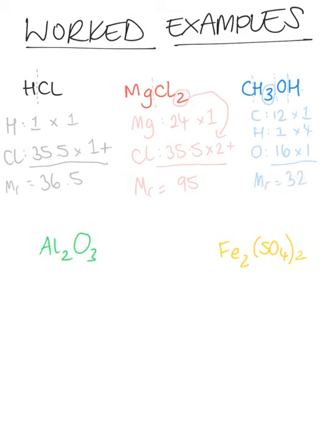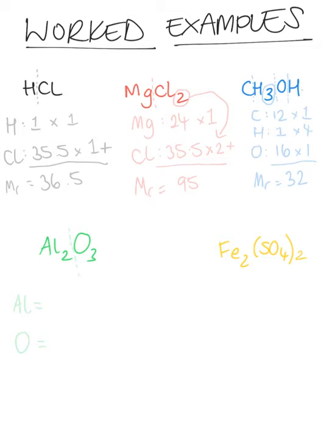Okay, so there's another way you can write these out. Sometimes students find just listing each of the elements difficult. So I've just been writing 12 times 1, 1 times 4, and not writing the answers. You can do that. You can do it like so. Let's look at aluminium. Aluminium oxide has 2 elements. It's got Al and it's got oxygen.